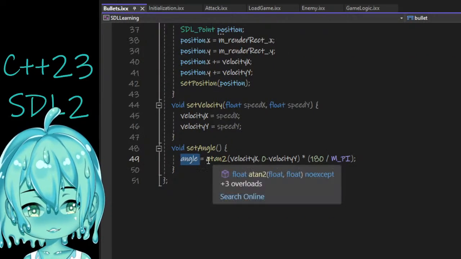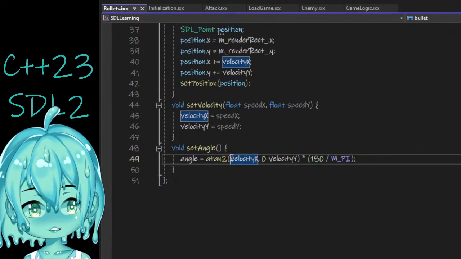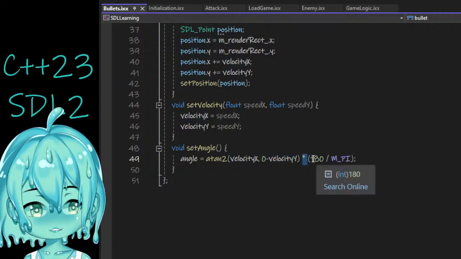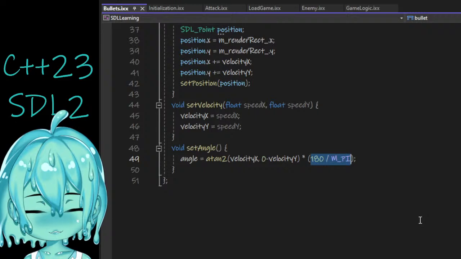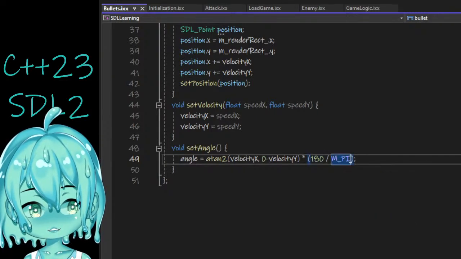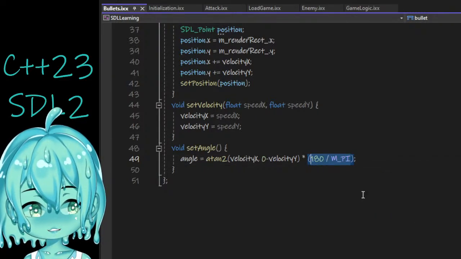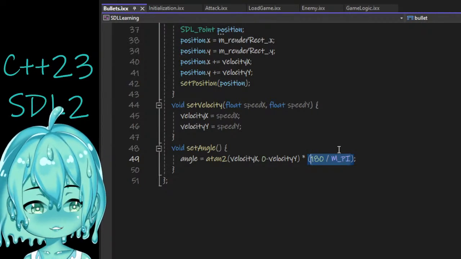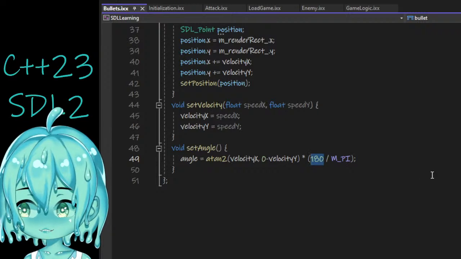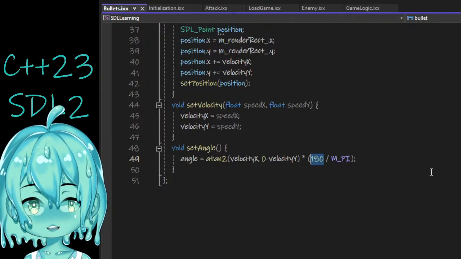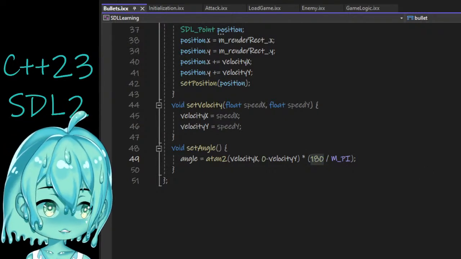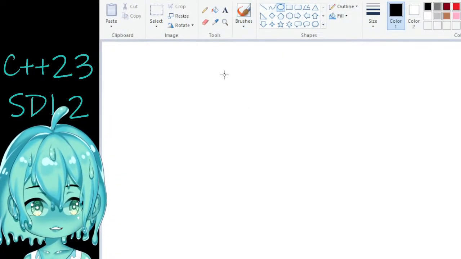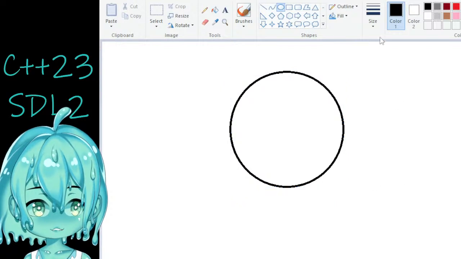So angle is equal to the inverse tangent of velocity x, 0 minus velocity y, times, this is incorrect, right? Because it's not 180 divided by pi, correct? It's pi divided by 180. That is how you convert to radians. I think that is correct, right? Because in a circle, I could look this up online, but let's draw it. I'll give you guys a clean circle. Boom, look at that, beautiful.